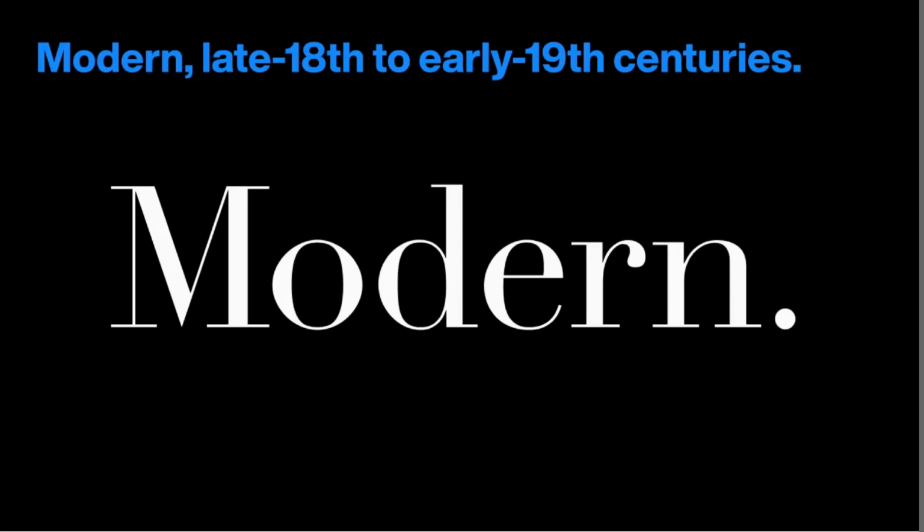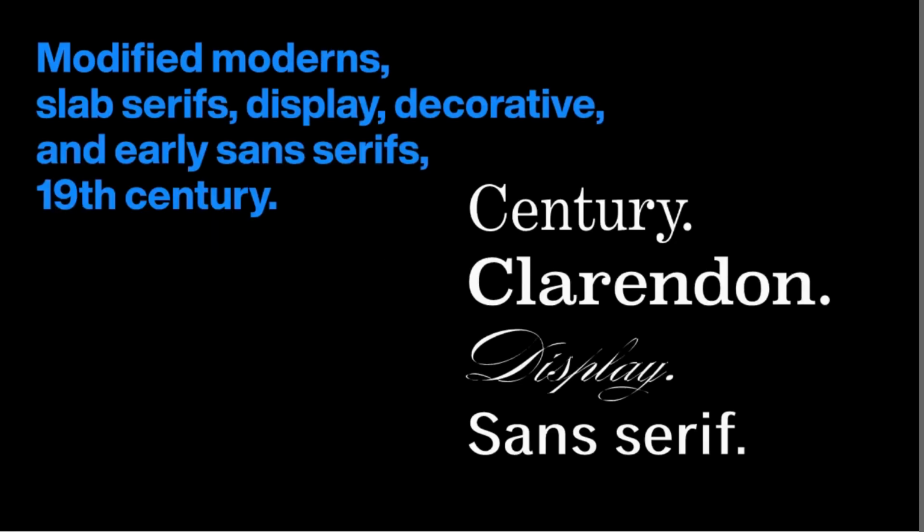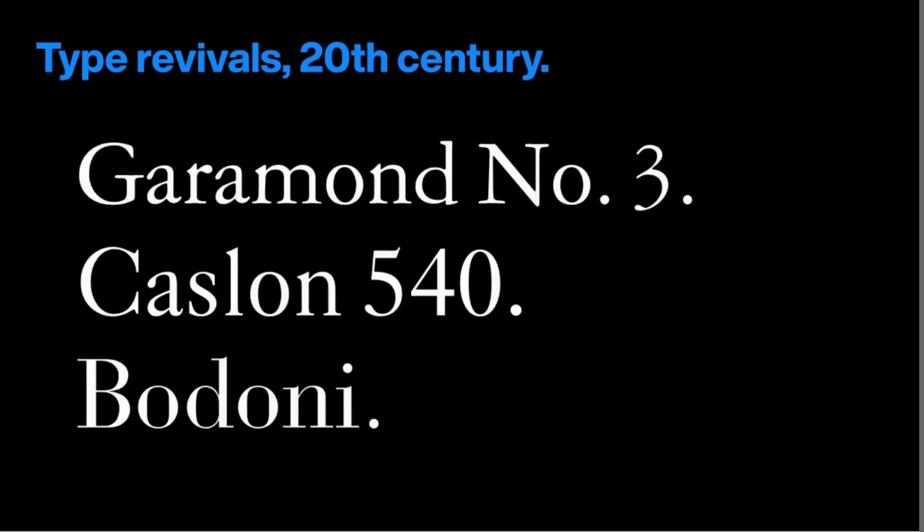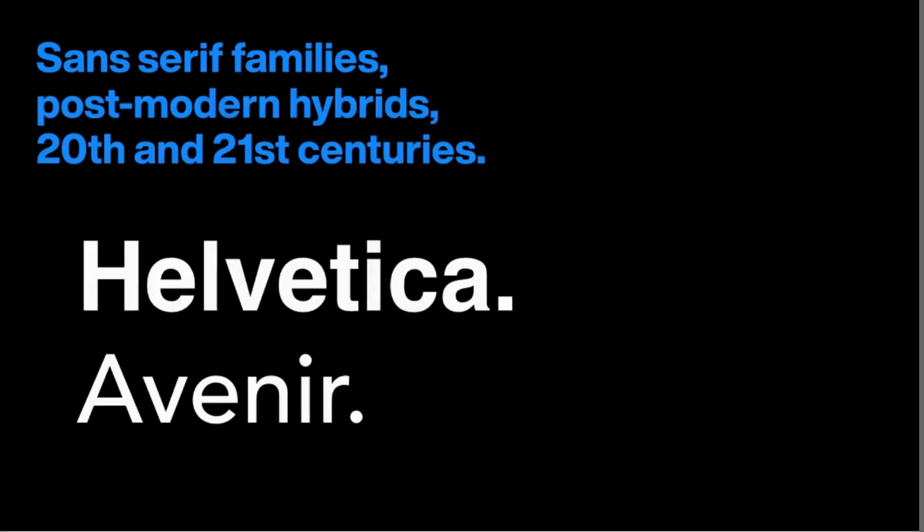From the modern types cut by Didot in France, and Bodoni in Italy, and Walbaum in Germany at the turn of the 19th century, to the explosion of typographic form in the 19th century, including modified moderns, slab serifs, decorative and decorated display types, and early experimental sans serifs, to the 20th century concept of publicity types, versatile families of type developed by Morris Fuller Benton in America at the start of the 20th century, to the many revival types in Europe and America throughout the 20th century, to the rise of sans serifs and mid-century modernism, to postmodern hybrids in the late 20th century, to the predominance of humanist and geometric types in the first decades of the 21st century.